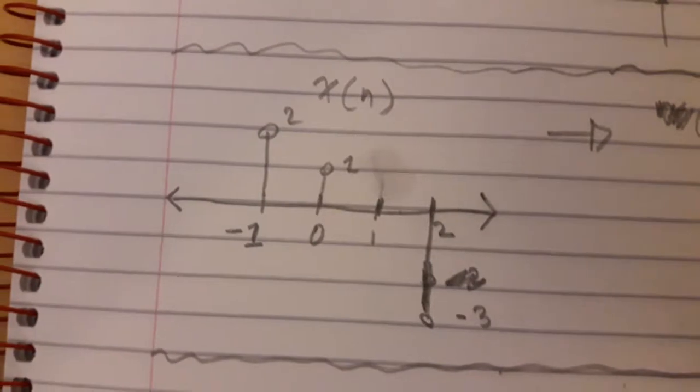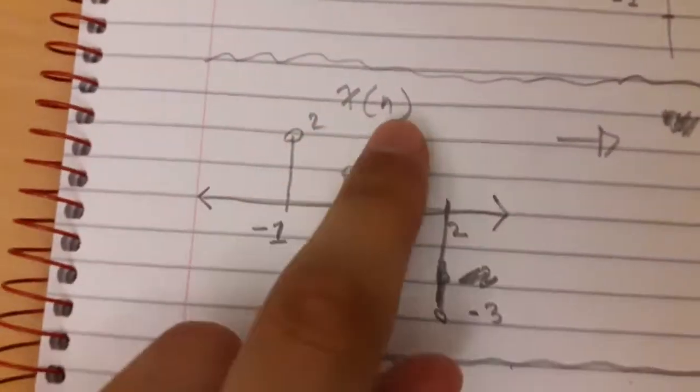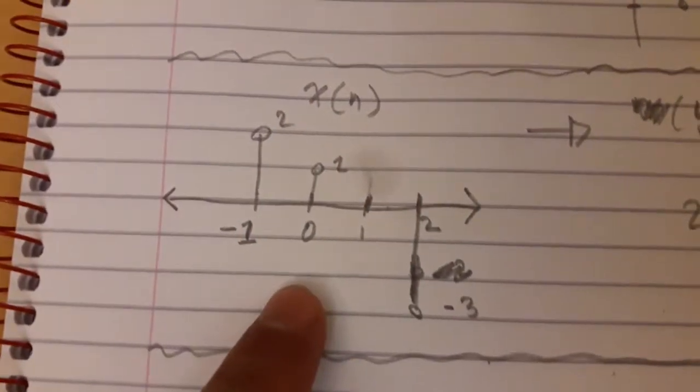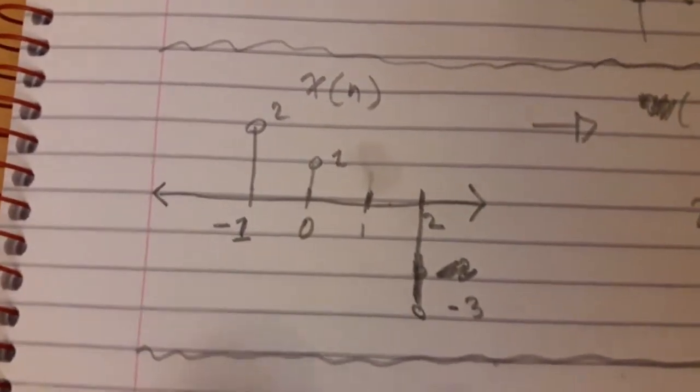Let's say that we have an x of n. This is our input, and we need to find our output y of n. So how can we do that? We used to have this, but we need to find out the output of this one.